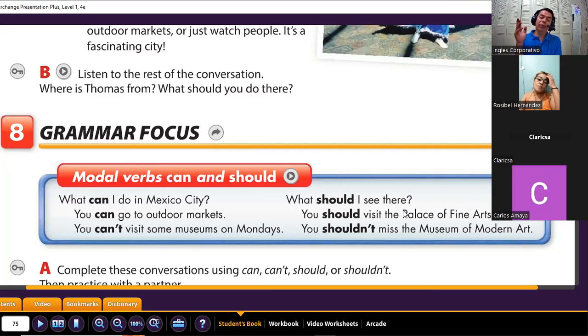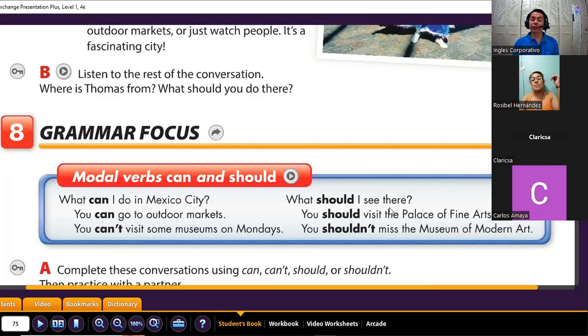Las de sí, no. Por ejemplo, digo, should I eat cake every day? Y me dicen, no, you shouldn't. O should I drink water every hour? Yes, you should. So you say, yes or no. Right? O como esta pregunta, what should I see?